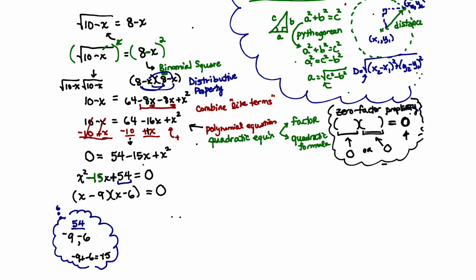Okay, we are in the home stretch now. Applying the zero factor property, that means one of these factors has to be 0 to make this statement true. And so we're going to set x minus 9 equal to 0 or x minus 6 equal to 0. And that means that x has to either be the value 9 or the value 6.